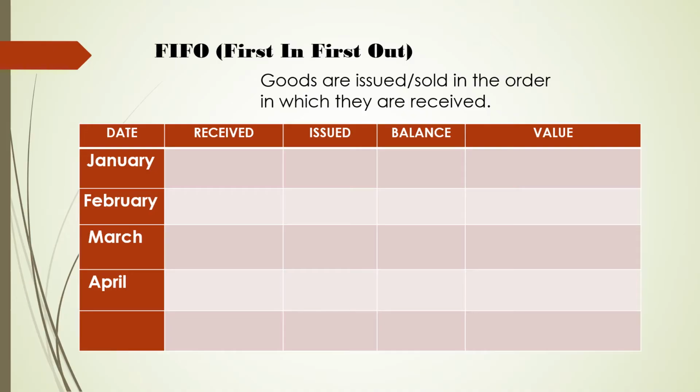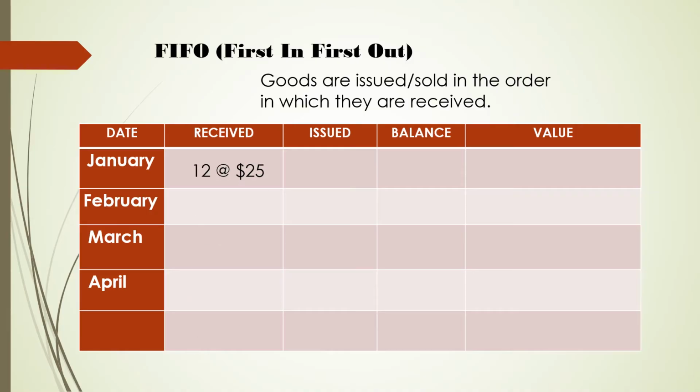The FIFO method, or the first in, first out method, states that goods which are issued or sold are done so in the order in which they are received. This means that the goods which are bought first or stocked first in the warehouse or storeroom are those which are issued first, either by way of requisition or by order.